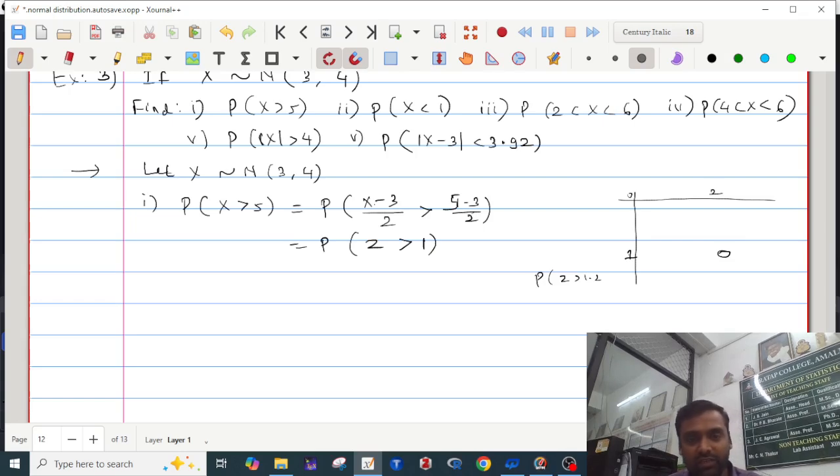So this probability you can easily get from the table. So in this example, we just convert it into z. Next is probability of x less than 1.